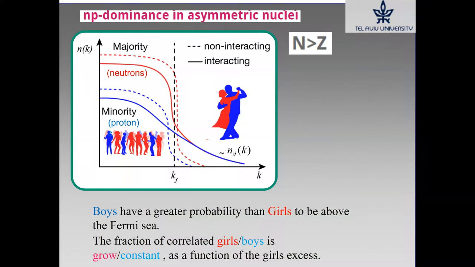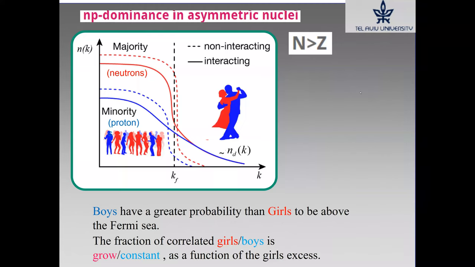Moreover, if I take this unbalanced party and add more girls to it, the result will be that the probability for a girl to dance will be even smaller. And by adding girls, the probability for a boy to dance will be bigger, because he has a bigger chance to find a match. The same happens in nuclei.